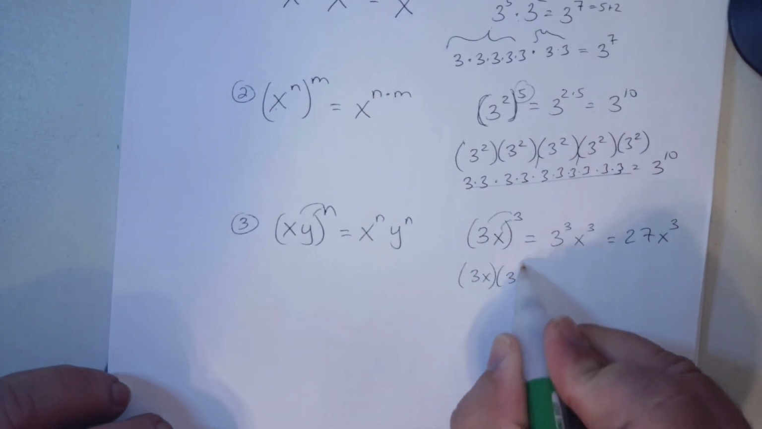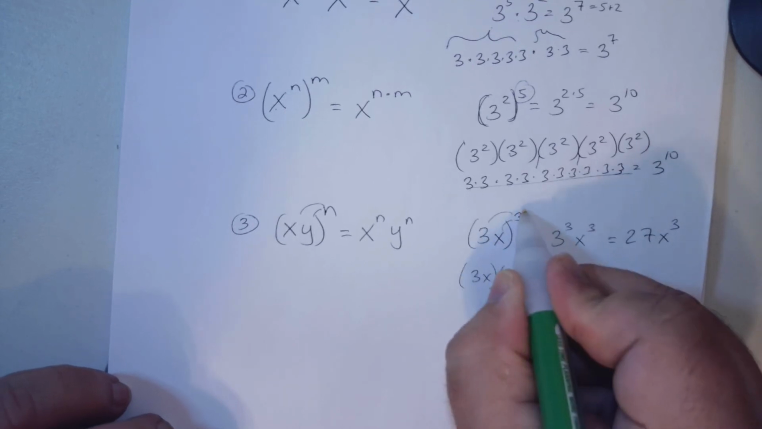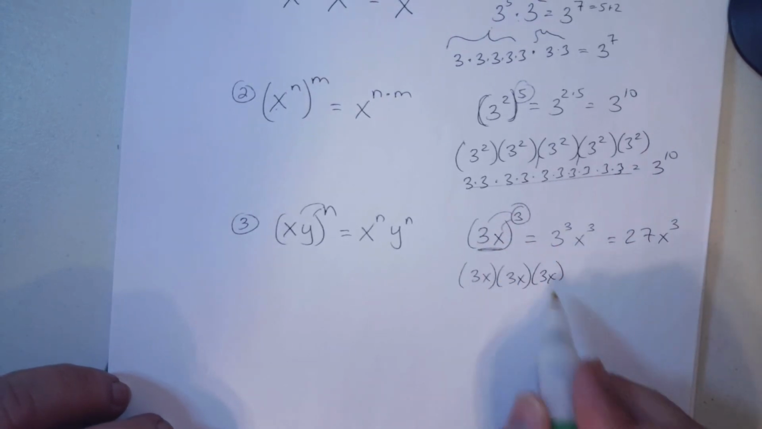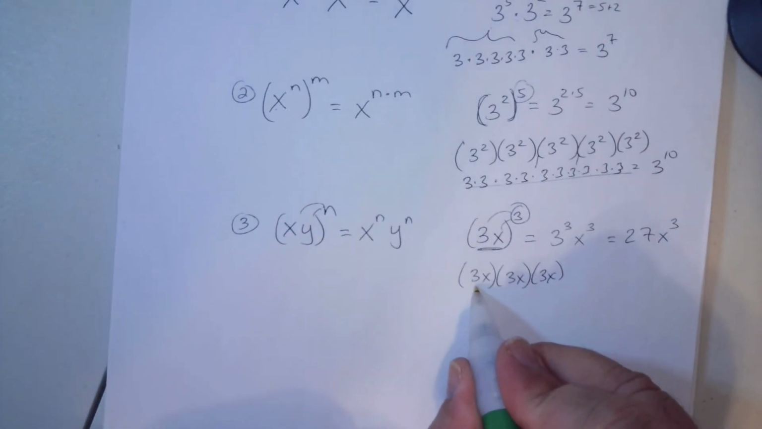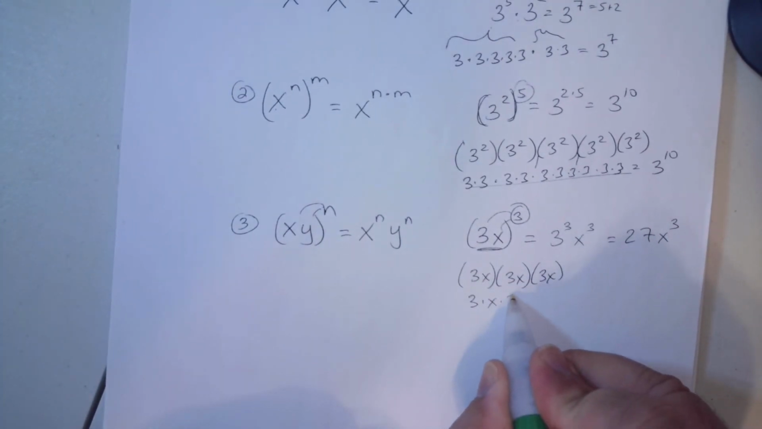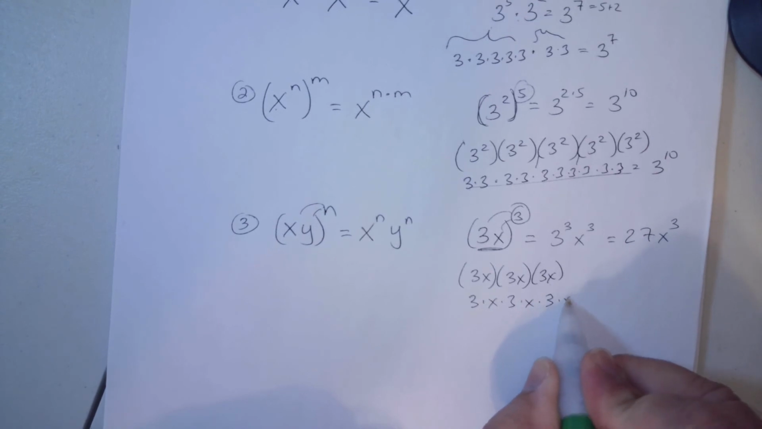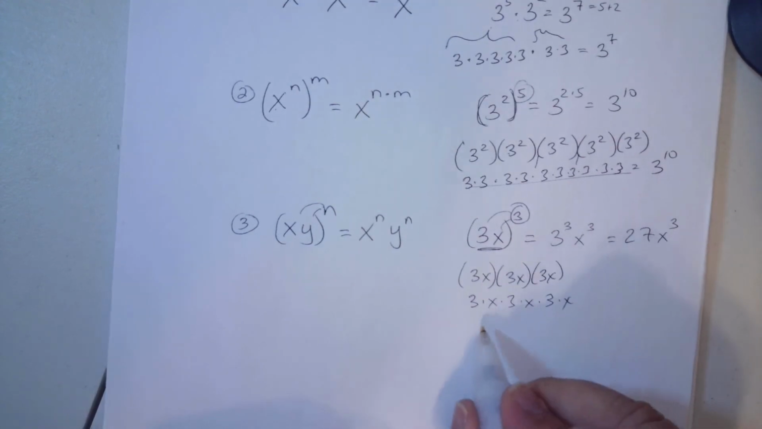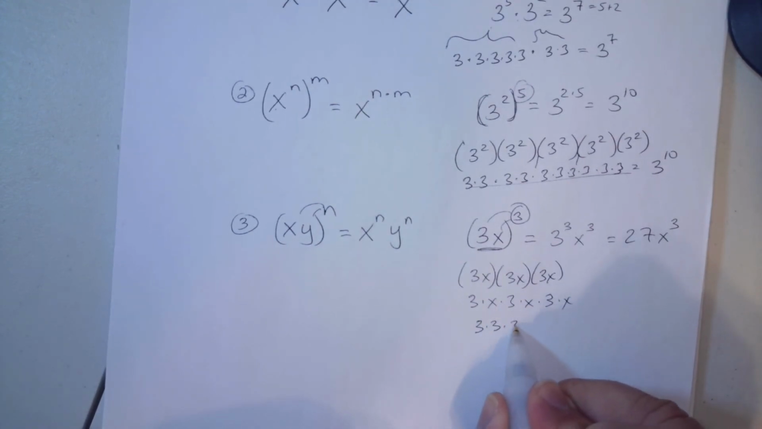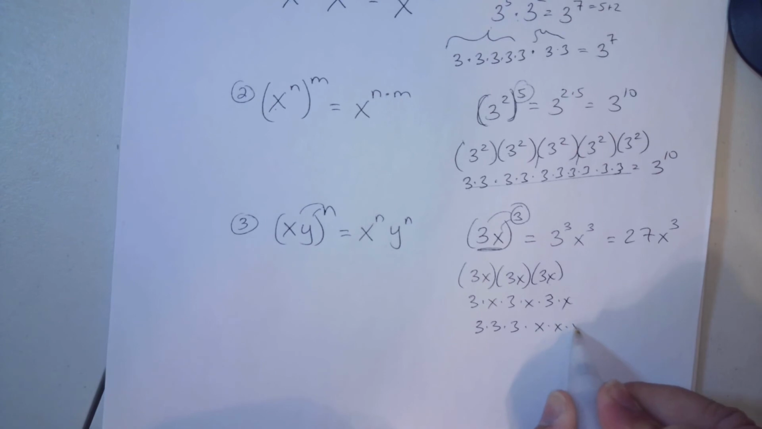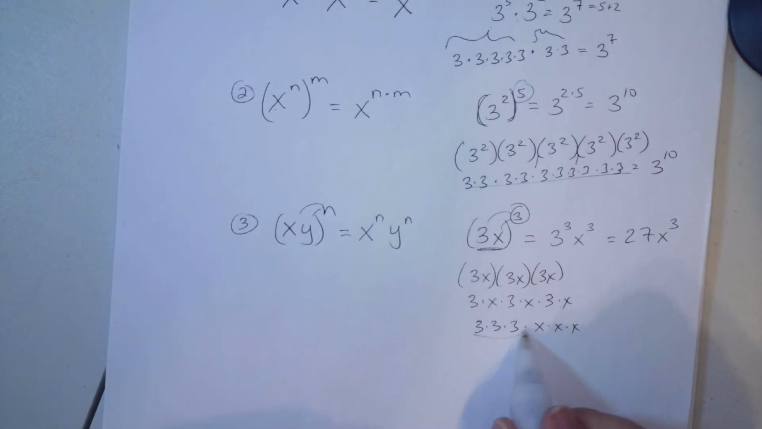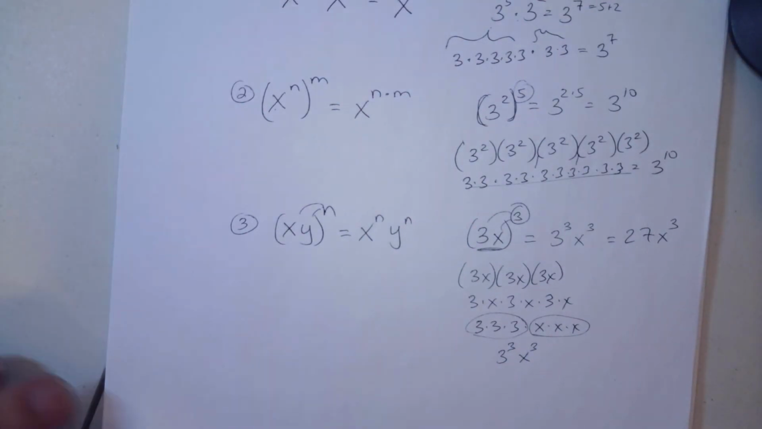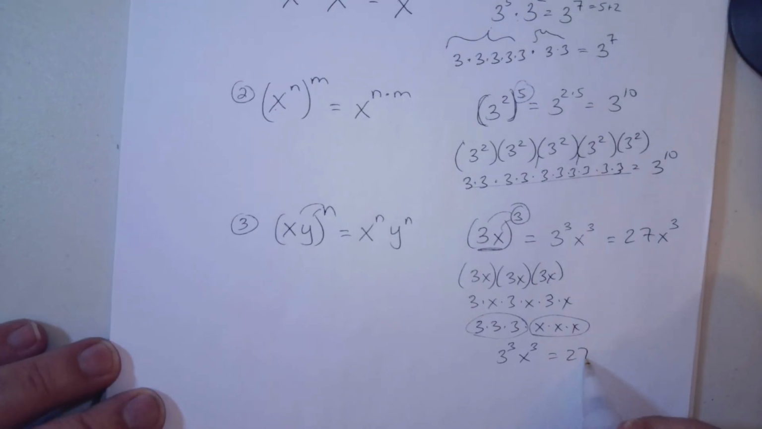3x times 3x. This exponent says I multiply the base 3 times. So it means 3 times x times 3 times x times 3 times x. The associative and the commutative property says I can move these numbers around. I could group the numbers to numbers and letters to letters. There are 3 of those and 3 of those. And then 27x to the third.